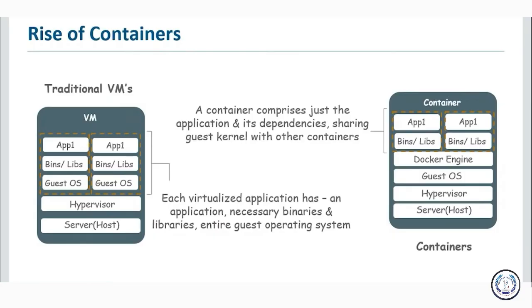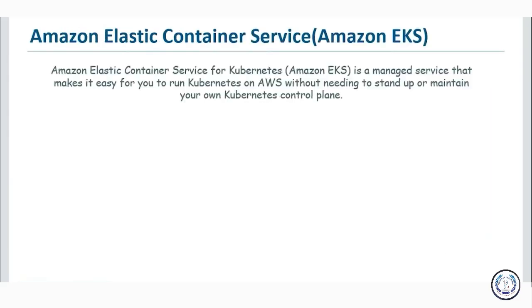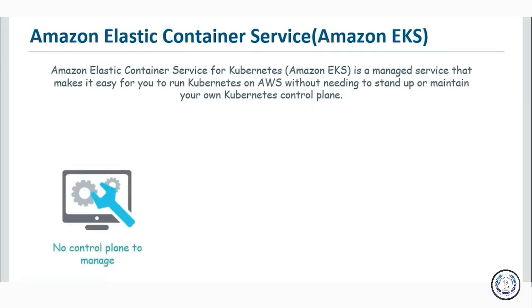So now you know what containers are. But how do you create one? How do you create a container? Amazon Elastic Container Service for Kubernetes is a managed service which allows users to run Kubernetes on the AWS cloud without having to manage the underlying Kubernetes control plane. Let's go ahead and take a look at a few other benefits.